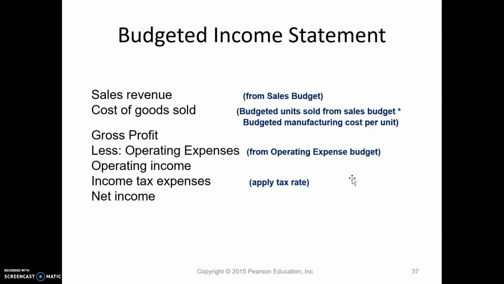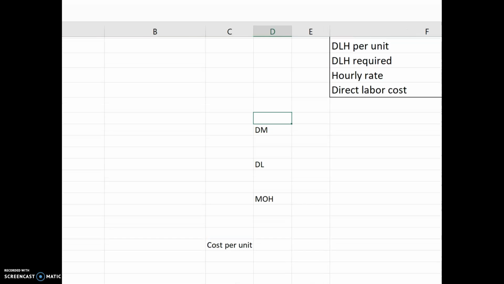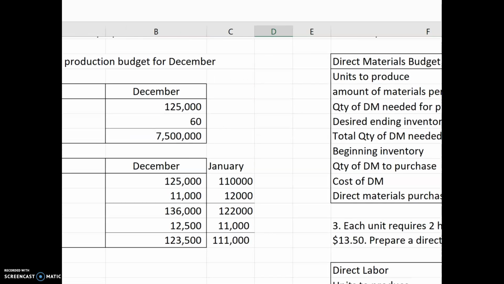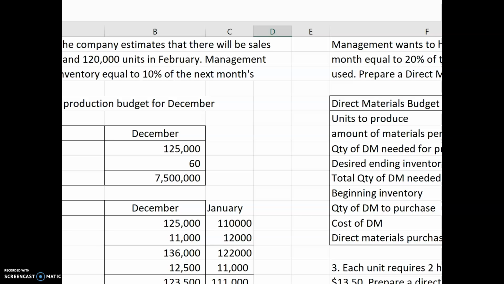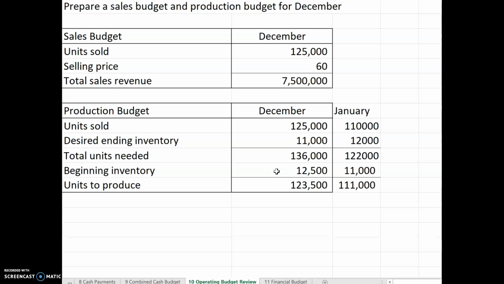Our operating expenses come from the operating expense budget. We get our operating income. Apply our tax rate to get income taxes expense, and then we get to net income. So in the example that we were working on, we need to get, well, our sales revenue we can take right off of our, let me just see. So our December sales revenue was $7,500,000.